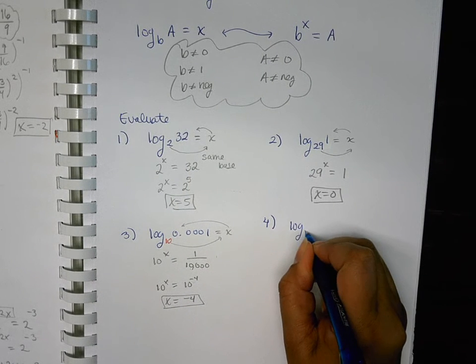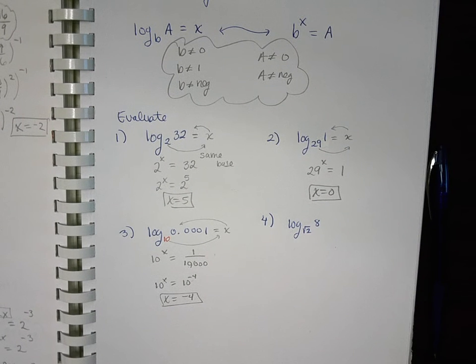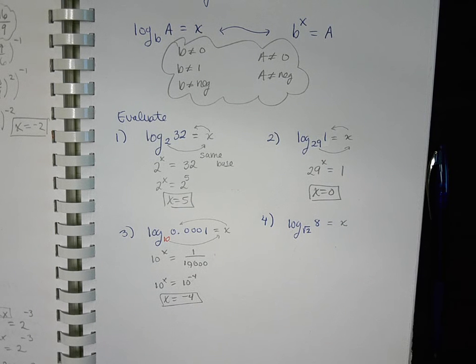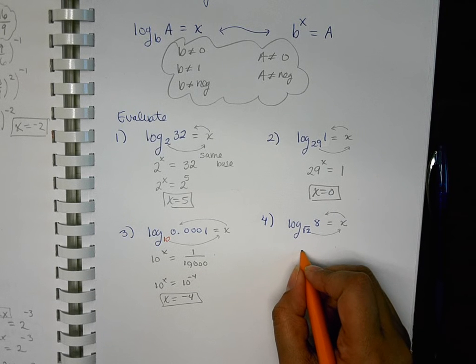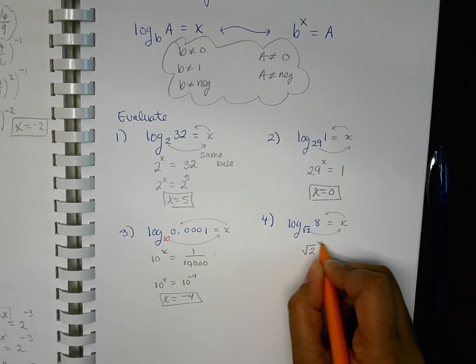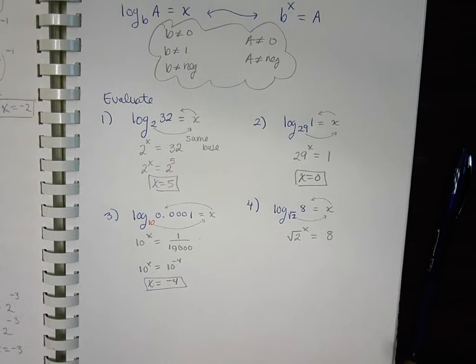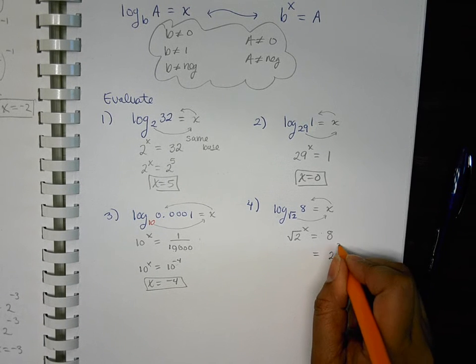Log base root 2 of 8. Is this an equation? No, it's not an equation. Do we make an equation so that we can solve it? So the equal to x. All right, and then do your wrap around, and what do I rewrite it as? Root 2 to the x equals 8. Any thoughts on the same base we're going to use? 2. Let's do the 8 first. That's a little easier. 8 is 2 to what power? 2 to the 3rd.